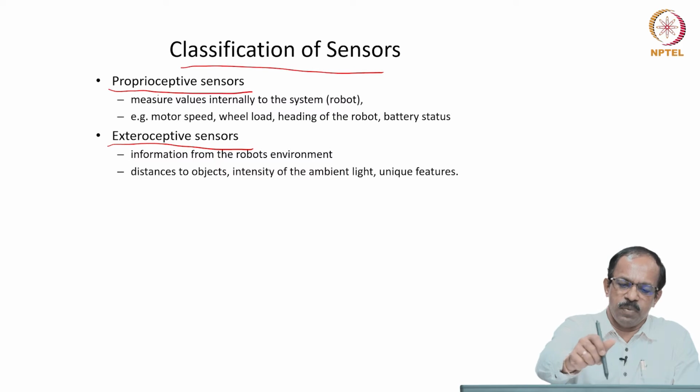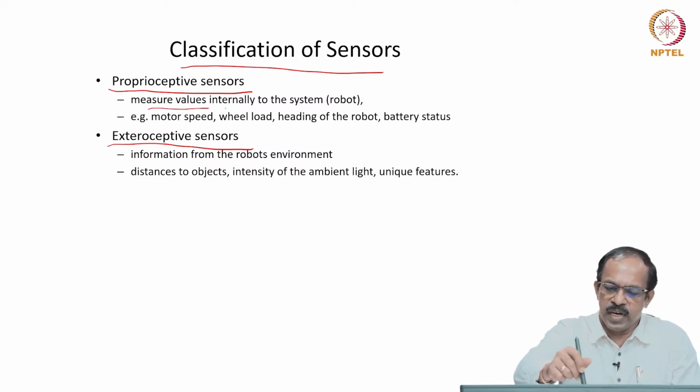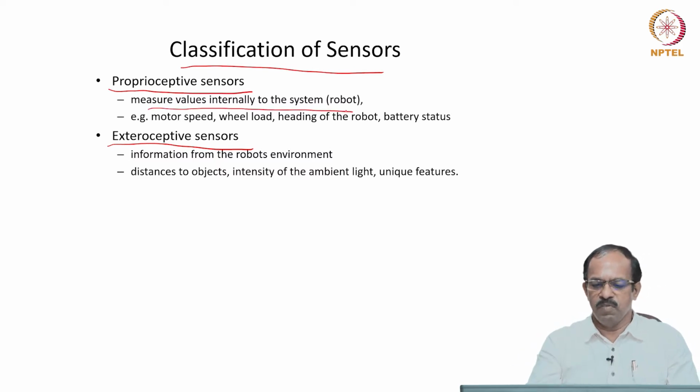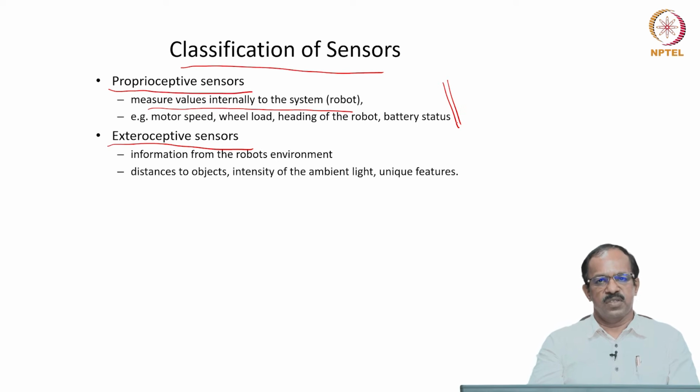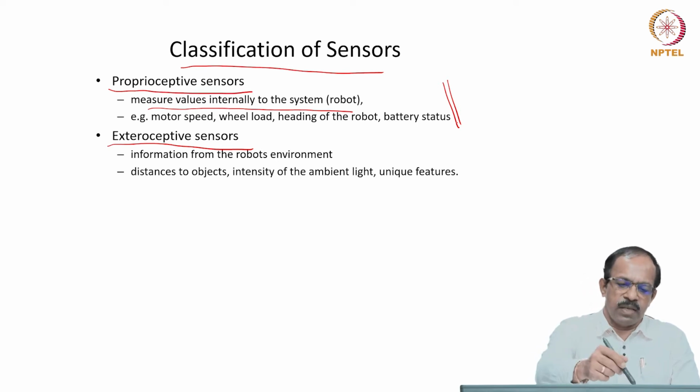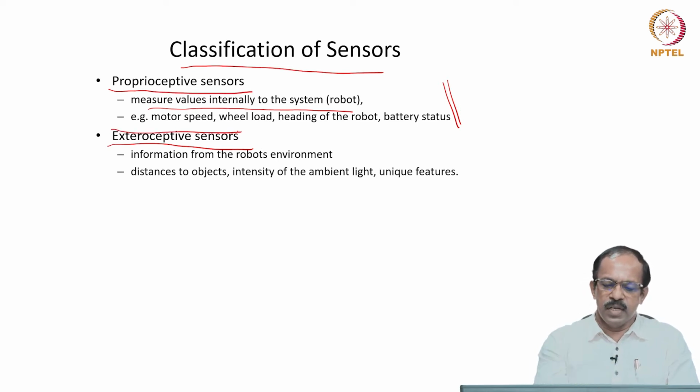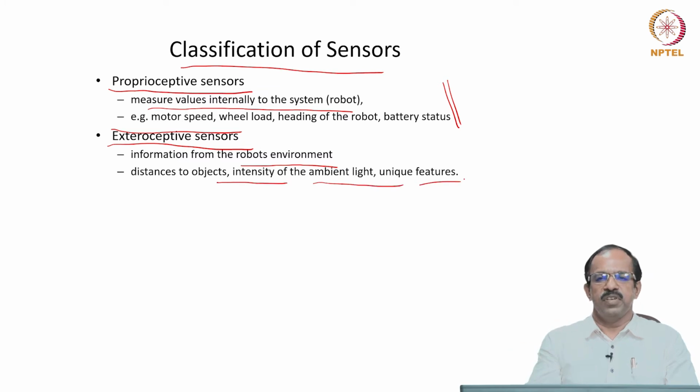So the proprioceptive sensors measure values internal to the system, that is motor speed, wheel speed, heading of the robot, battery status, etc. And the other one, exteroceptive sensors, gather information from the robot's environment: distances to objects, intensity of the ambient light, unique features, etc. So that is coming from the environment.